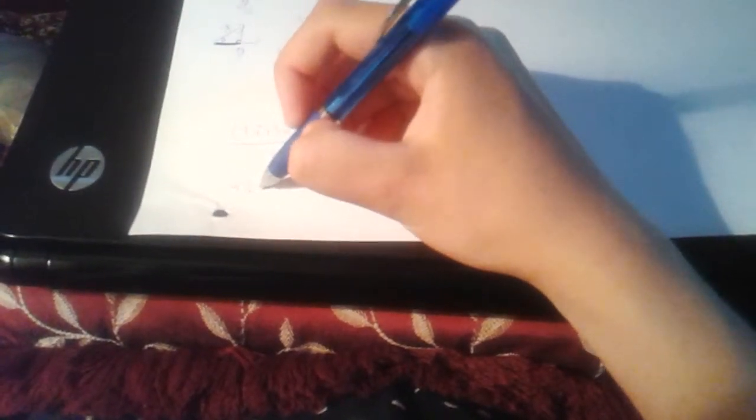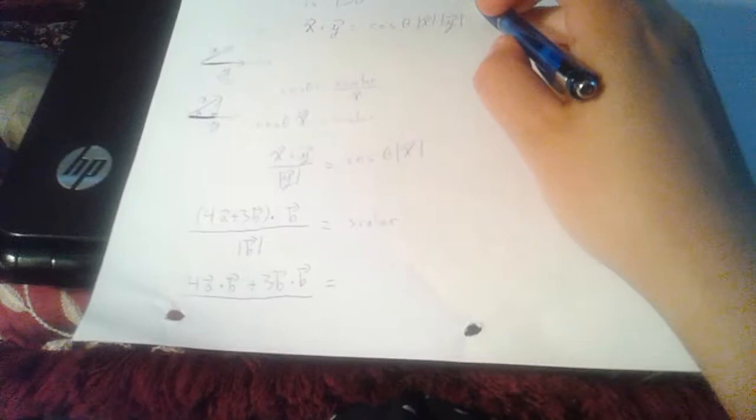What's nice with the dot product is that it works just like multiplication, so we can just use the distributive property. So, 4a dot b plus 3b dot b. Going back to the question, we know that the magnitude of b is 4, so divided by 4. I'm running out of room, so we're going to have to go up here. 4a dot b, you can imagine this as 4 little a's dotted with 1b.